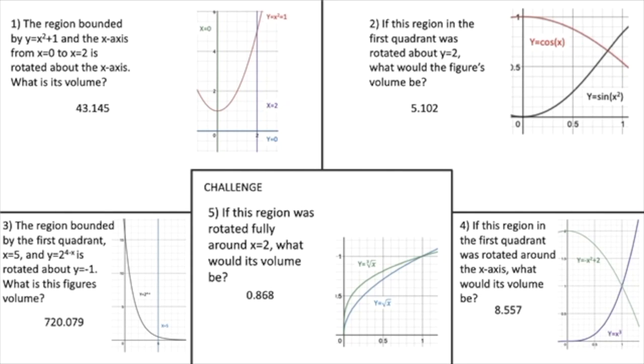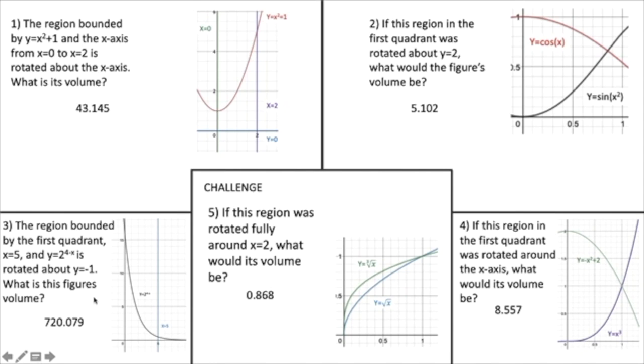Alright, so with the answers, I have this right here. I have the disk, just rotated using the simple disk formula. You should get about 43.145 units cubed. Number 2, I already went over how to do this. 5.102 units cubed should be your answer, should be your volume.